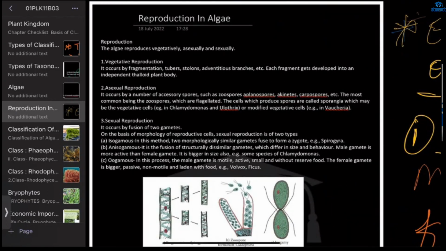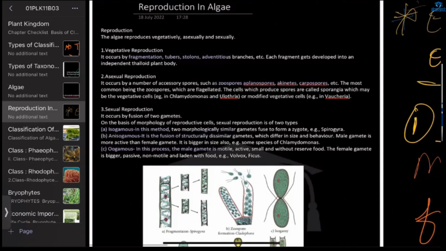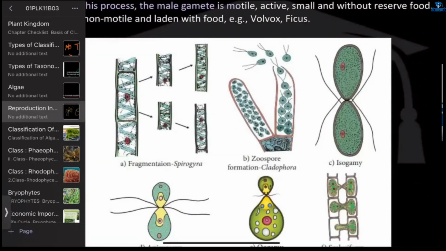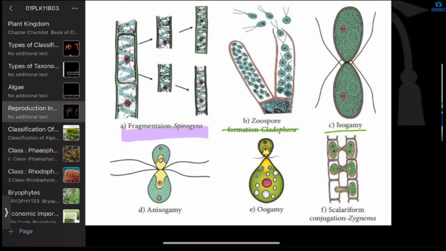So the reproduction, I've explained this one. Vegetative reproduction occurs by fragmentation, tubers, and asexual by zoospores and akinets. Sexual reproduction, isogamous, and then oogamous. I've explained this one. You can see in the figure also. Fragmentation occurs in Spirogyra, and then zoospores also occur in Cladophora. Then isogamy is similar in their shape, size, and structure.